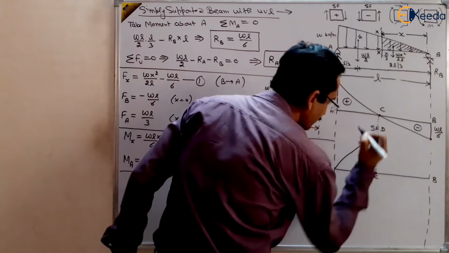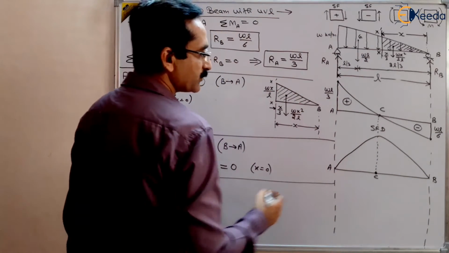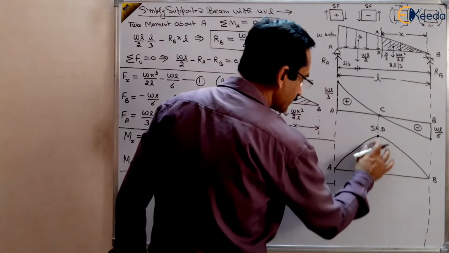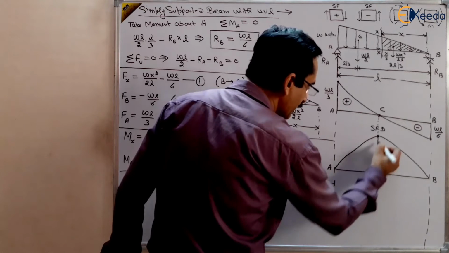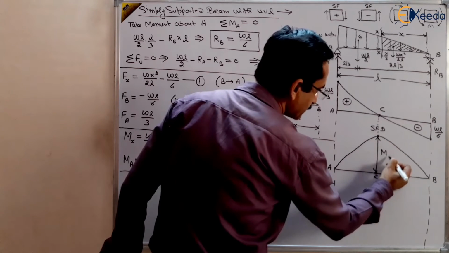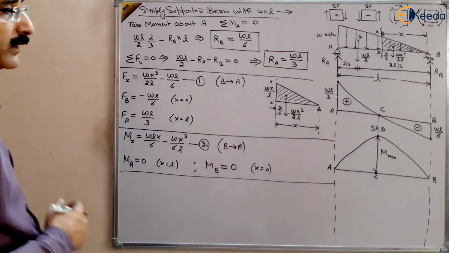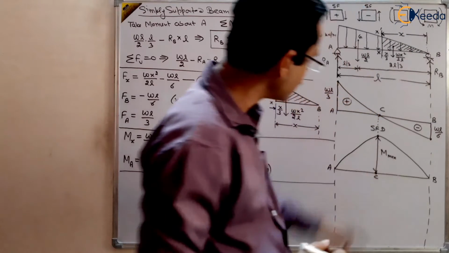You will get some maxima and then it will decrease, right? So first it will increase to get the maxima and then it will decrease, and this is the maximum bending moment, Mmax, at a certain point C. It is not at the center, right?